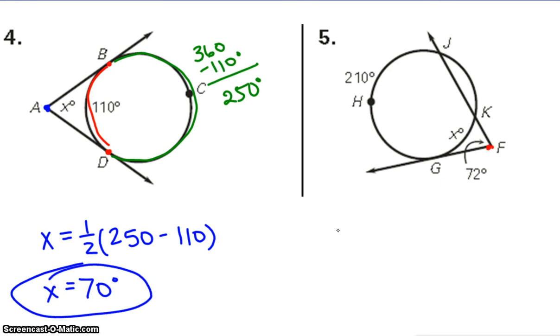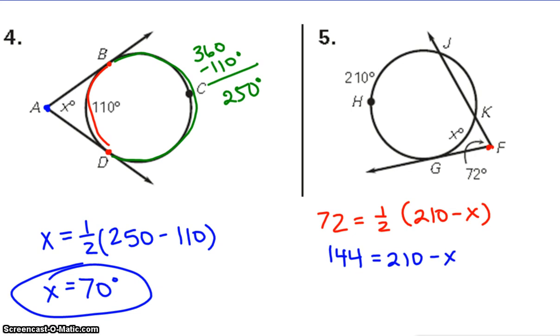Here, the angle is again on the outside, so we will subtract. This time, the angle is 72, so the angle is equal to 1/2 of the big arc minus the little arc. Okay, so that's how you would appropriately set this problem up. Now I would multiply both sides by 2. 72 times 2 is 144. 1/2 times 2 is 1, so I'm left with 210 minus x. By subtracting 210 from both sides, I get negative 66 equals negative x. Dividing by negative 1, I get 66 equals x as my answer.